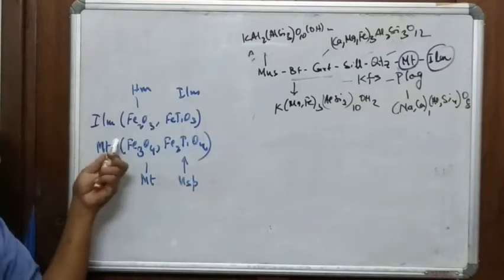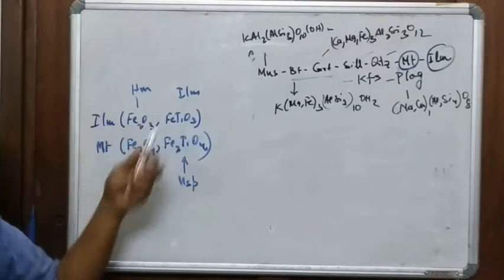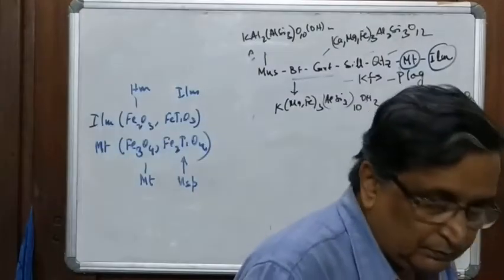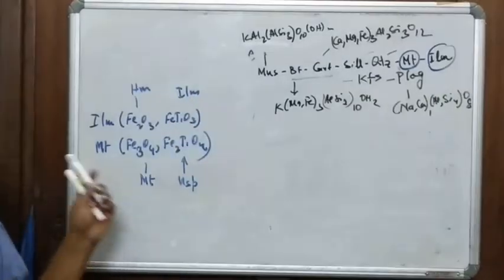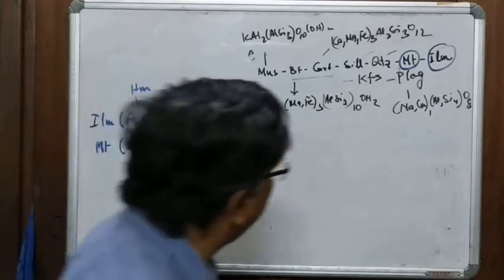Magnetite is a solid solution between magnetite and ulvospinel. Ilmenite is a solid solution between hematite and ilmenite. There are complications in this, solvents, etc., etc. We ignore this for the moment.